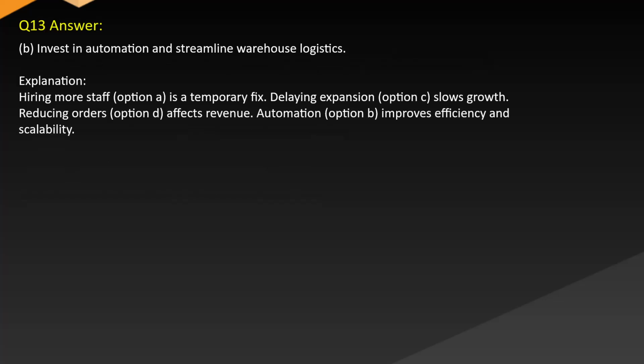Answer: B. Invest in automation and streamline warehouse logistics. Explanation: hiring more staff, option A, is a temporary fix. Delaying expansion, option C, slows growth. Reducing orders, option D, affects revenue. Automation, option B, improves efficiency and scalability.